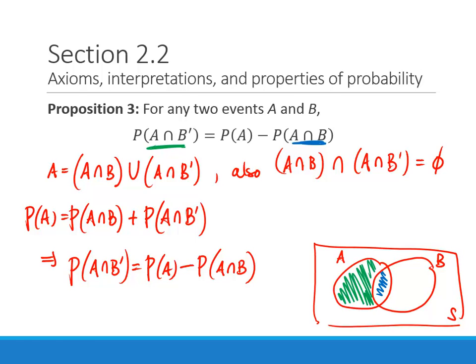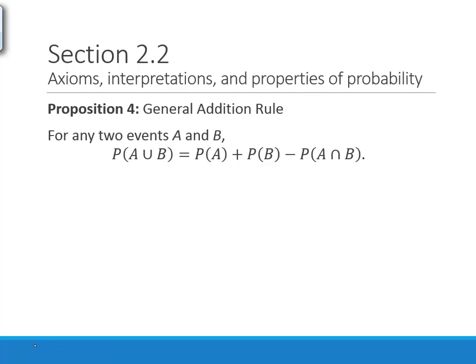Okay, getting more complicated here as we go. This leads us to something called the general addition rule. So now for any two events, A and B, if we want the probability of their union, what we can do is take the probability of A plus the probability of B.